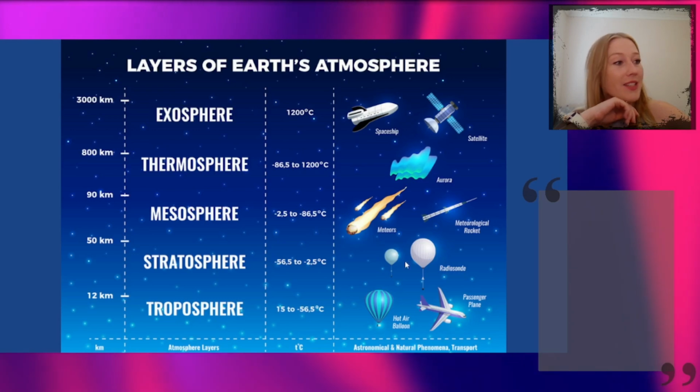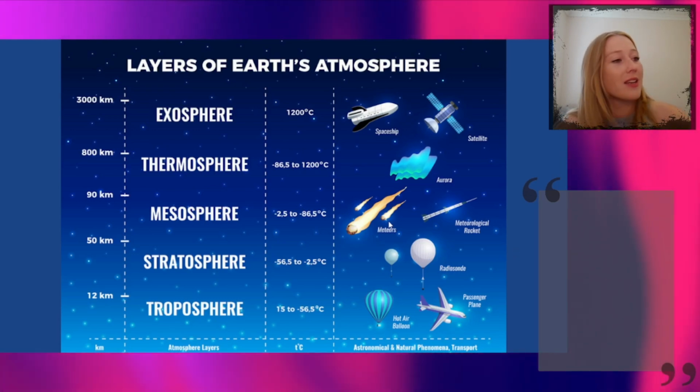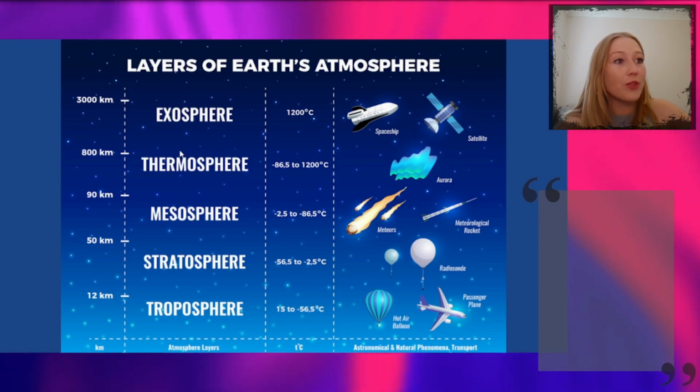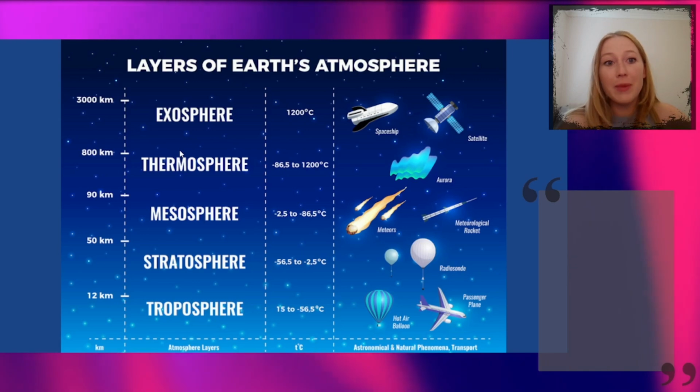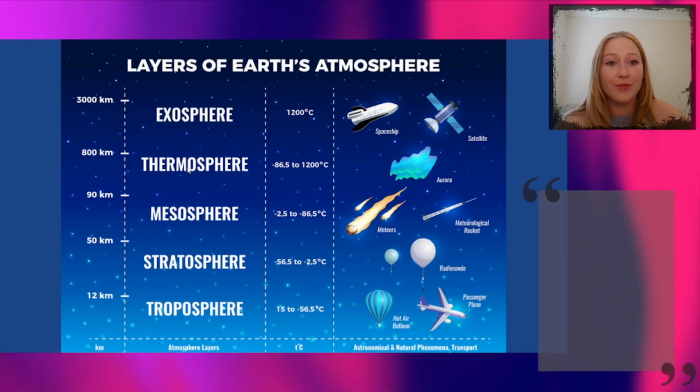Mesosphere, it protects us from things like rocks or meteorites that come from outer space. And then the thermosphere absorbs a lot of the radiation that's emitted from the sun. That is why the thermosphere is so hot.